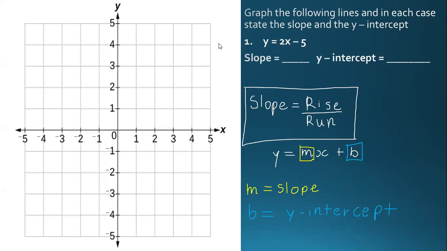The slope is what? M. If you have this equation, the slope is 2. How do we know that? Because it's the number before x. So m is the slope, or 2 is the slope.